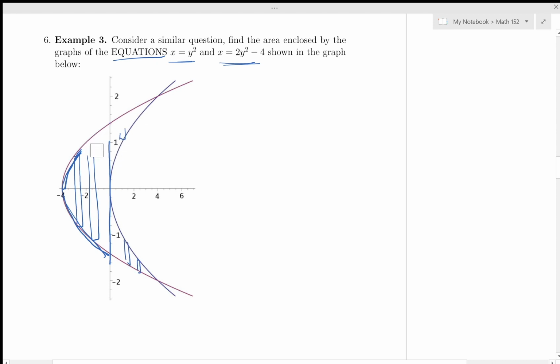So that method will work. Why don't you try it out? But cautiously set up the three integrals, maybe use some amount of symmetry, and see if you can do that.